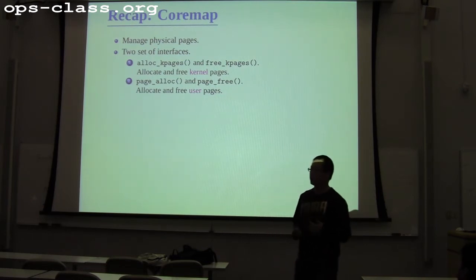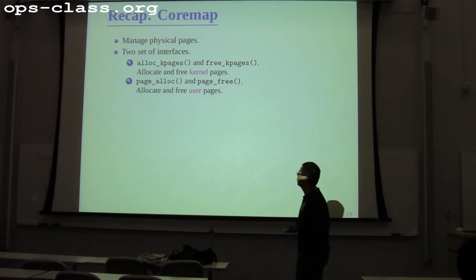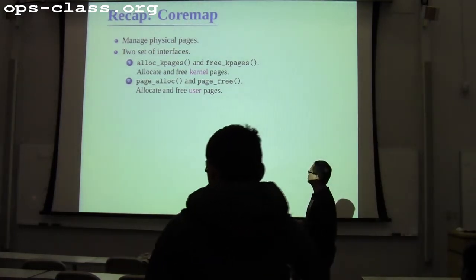So, today we're first going to do a recap on the coremap stuff. Then we continue introducing the MIPS virtual memory architecture. Then we talk about the page table design and user address space design.